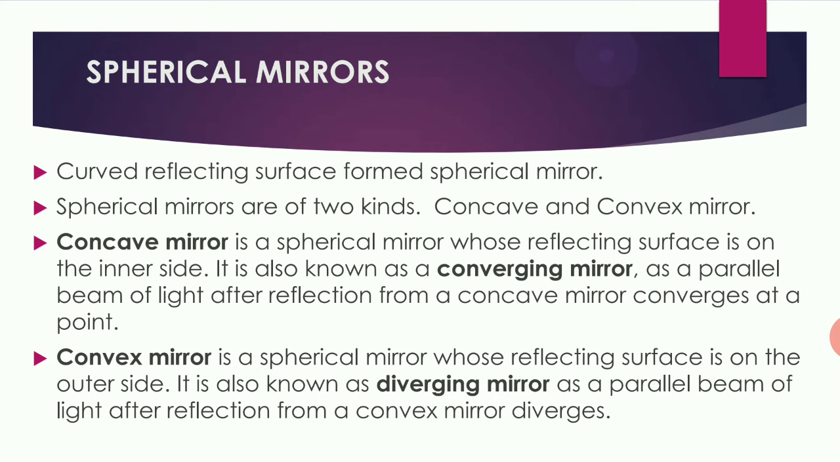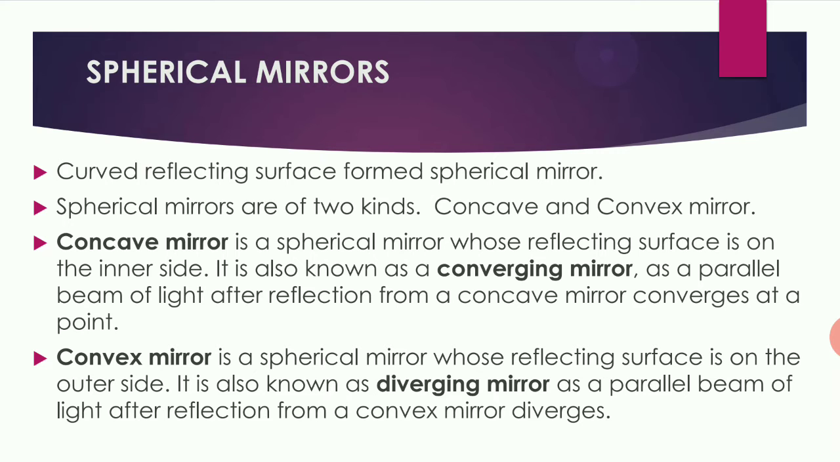Why is it called a converging mirror? Because the parallel beam of light, after reflection from the concave mirror, converges at a single point. Converges means they meet at a point, so it is called a converging mirror.